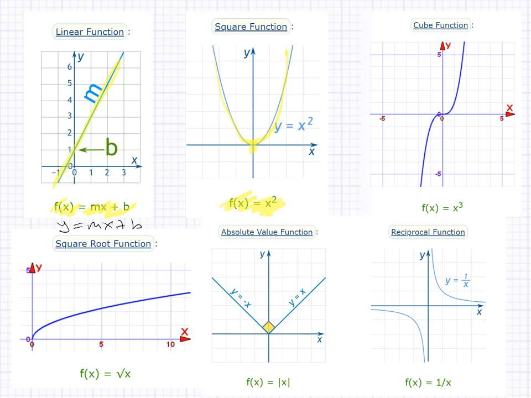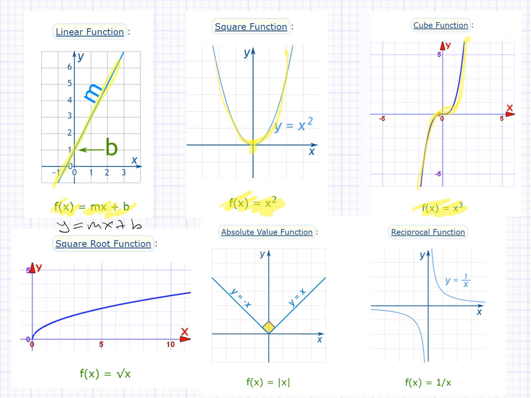We have the cubing function. The graph is this graph right here. Sometimes people call it an S-curve. I don't know, it's not really an S, but nonetheless, it has this shape to it. That's your cubic function.